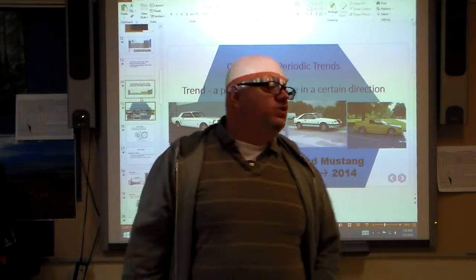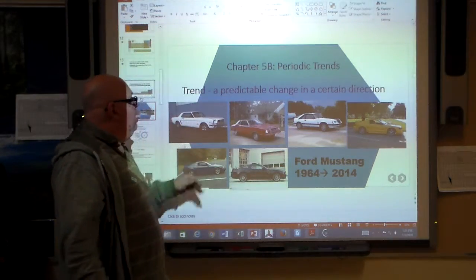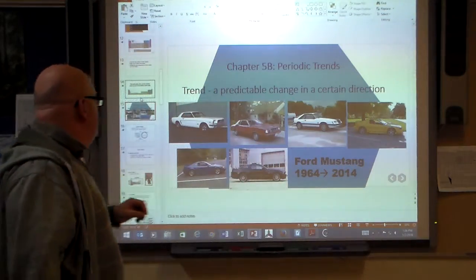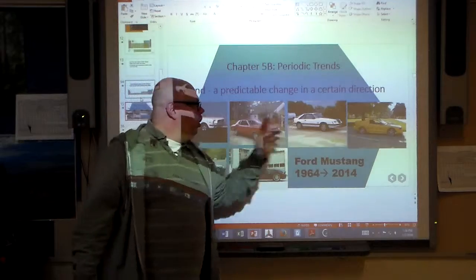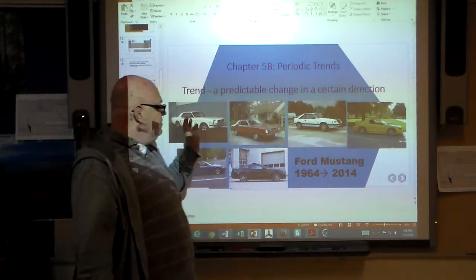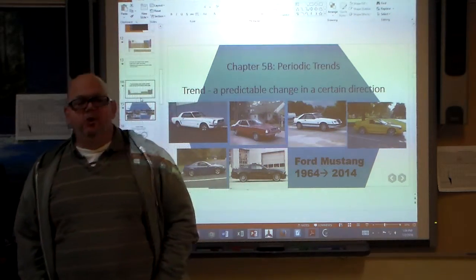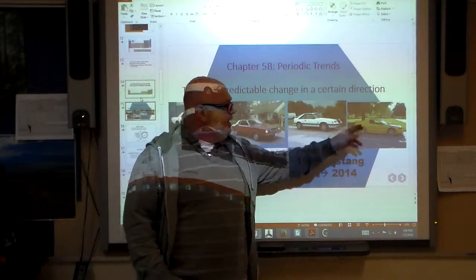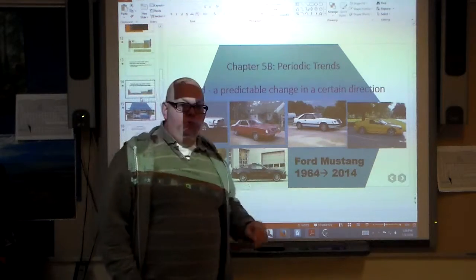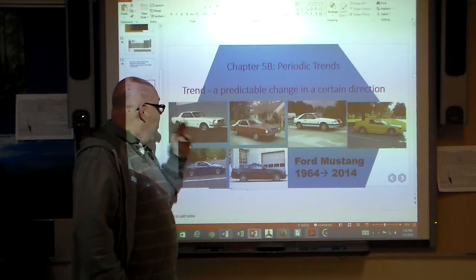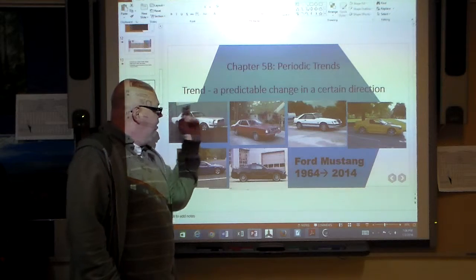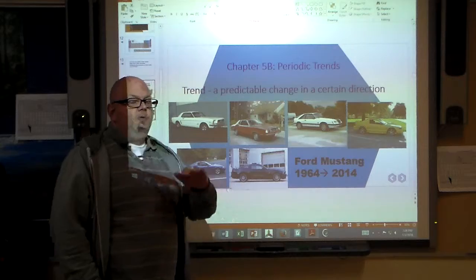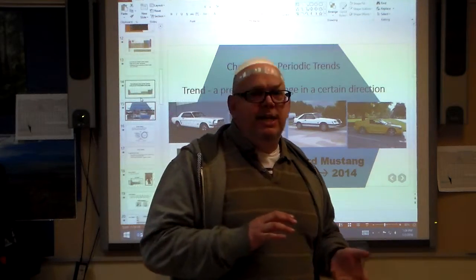Well, if we talk about trends in cars, for example, we know a trend is a predictable change in a certain direction. So, for example, here we can look at cars. We can look at the Mustang from '64 all the way through 2014, and you may notice that there's a general change in direction. The pretty obvious one is, if you look at the box shape of the '64 and compare it to the 2014, the 2014 is now more well-rounded.